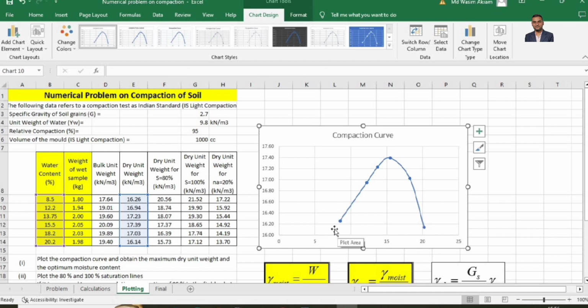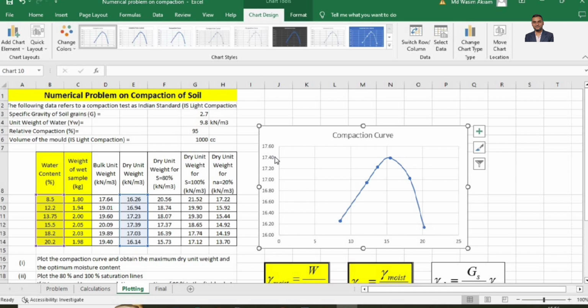As we have already explained, initially the curve increases up to a limit, that is at maximum dry density. After that, if the water content is increased, the curve decreases. This point is called maximum dry density, and the corresponding water content is called optimum moisture content.